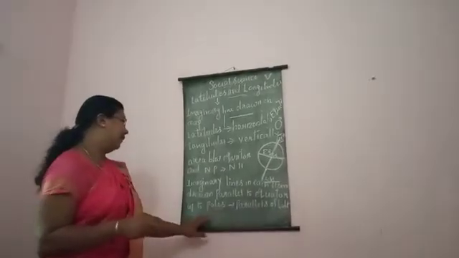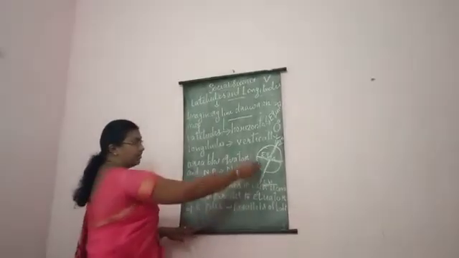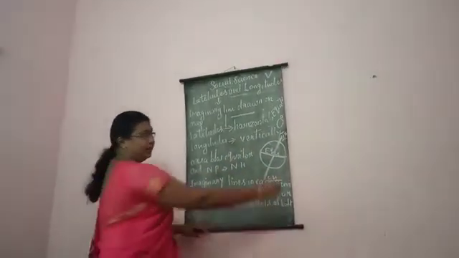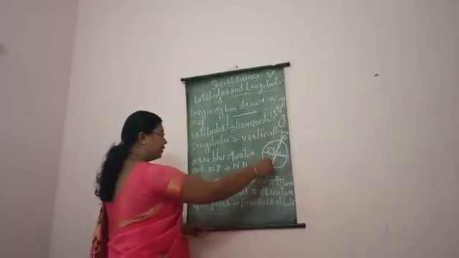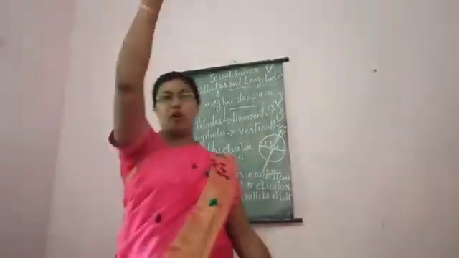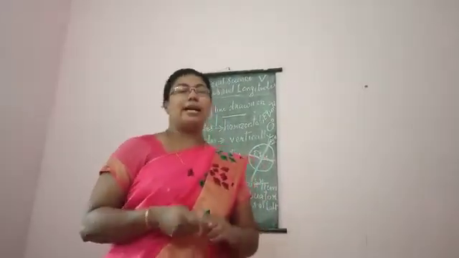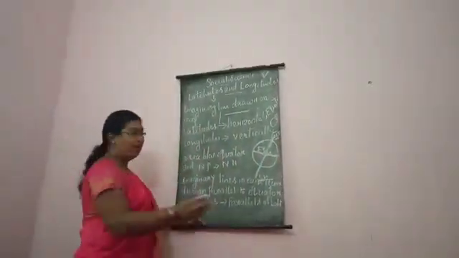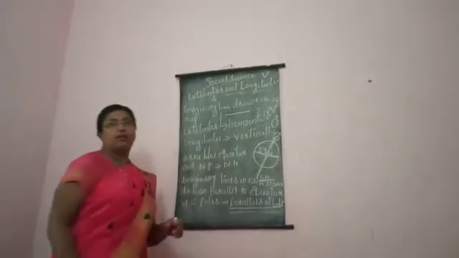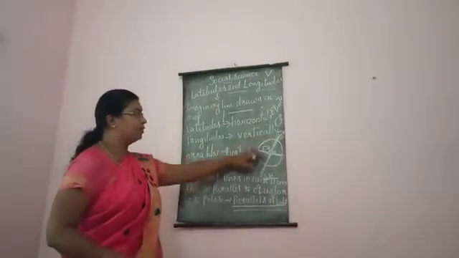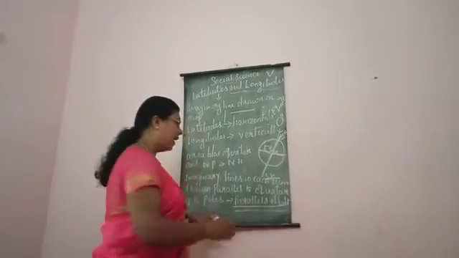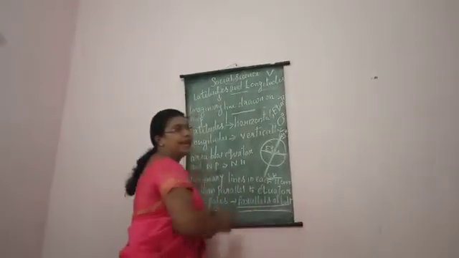And other than that, the lines drawn parallel to the equator. Can you see this line? The lines drawn parallel to the equator up to the poles. Up to the poles means north pole and south pole. Up to the poles, they are known as parallels of latitude.